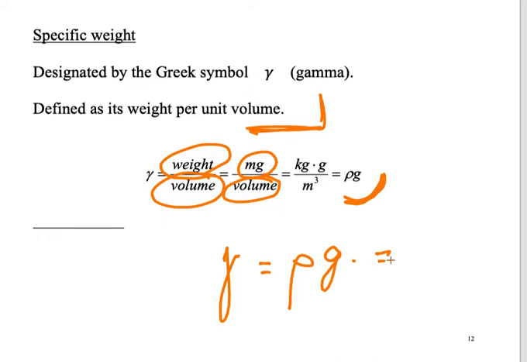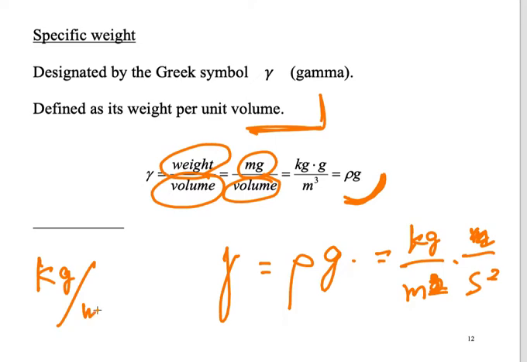If you want to write the unit of this specific weight, rho is kilogram per meter cube, and g is acceleration in meter per second square. You can simplify by cancelling the meter, so the unit is kilogram per meter square and second square.